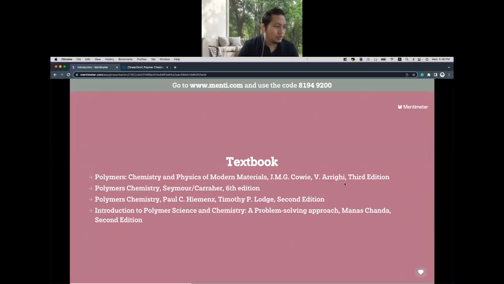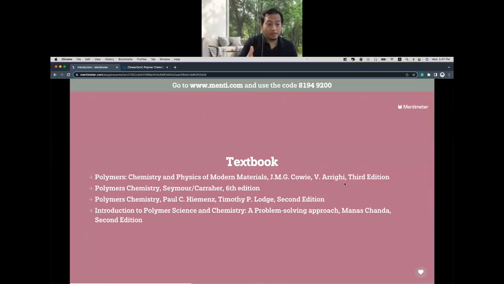I'm using the first one. It's called Polymers: Chemistry and Physics of Modern Materials, by Koei and Arigi, the third edition. That will be the main textbook, which means the main topics should be derived from that textbook.